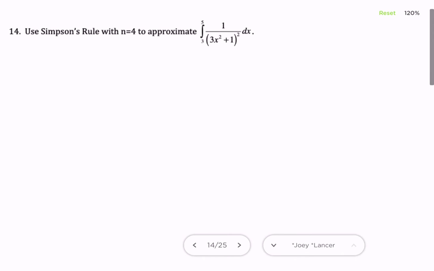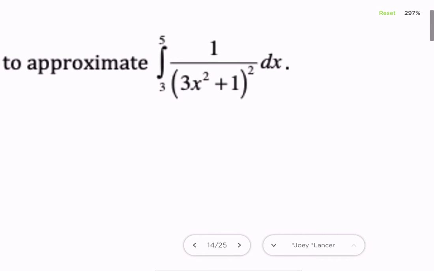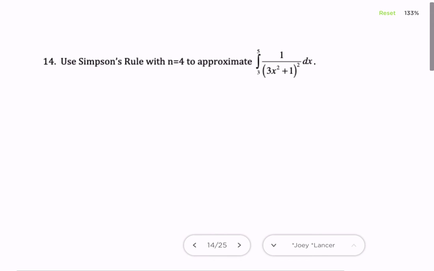All right, number 14, we're going to use Simpson's rule with n equals 4 to approximate this definite integral from 3 to 5 of 1 over quantity 3x squared plus 1 squared dx. And you will notice that if you were trying to use this as u, du would be 2x. And notice there's no other x value in there. So it wouldn't cancel, and it would make it very tough to find. So we are going to approximate this with Simpson's rule.